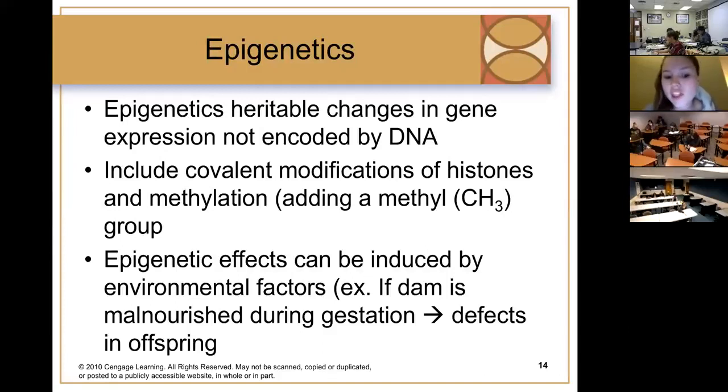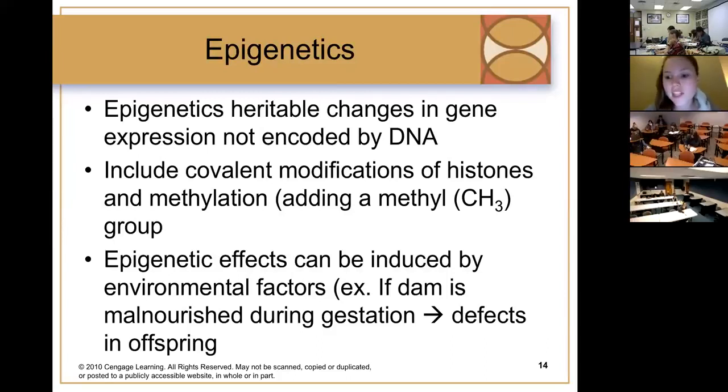And then epigenetic effects can also be induced by environmental factors. So for example, if the dam or the mother is very malnourished during gestation, that could lead to defects in her offspring, because that could impact how the genes are being passed and what's happening to her genes, and then how that's going to impact future offspring. So it's really, really important to realize that many things can affect how your genes are transcribed.